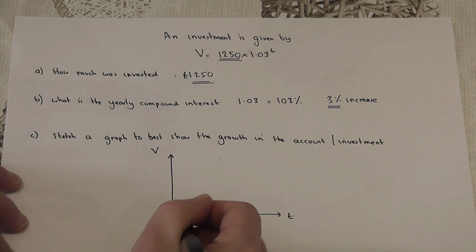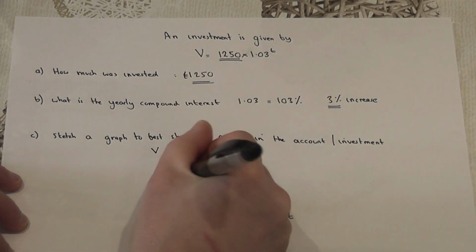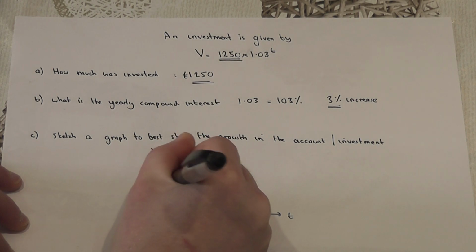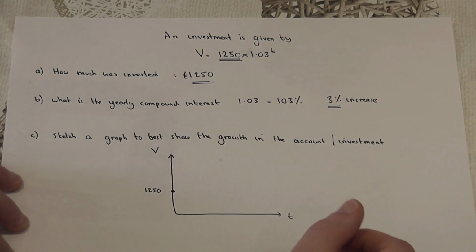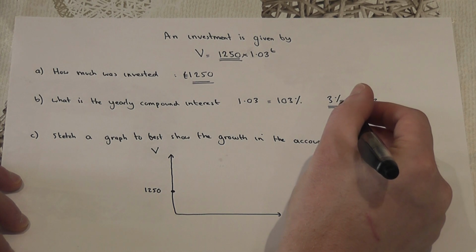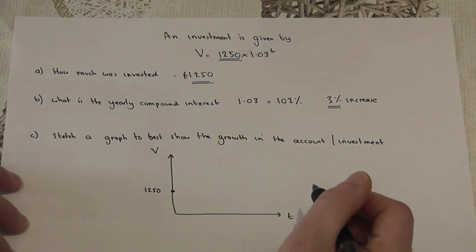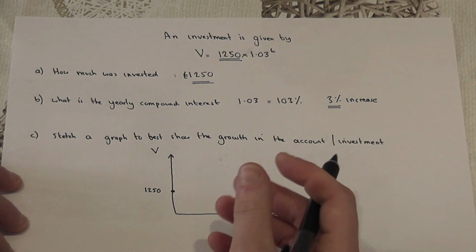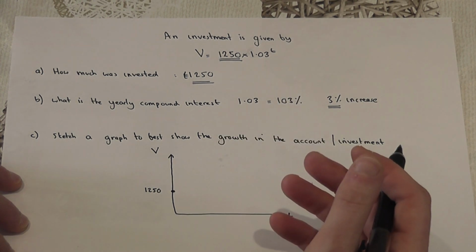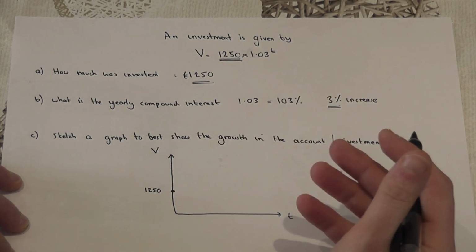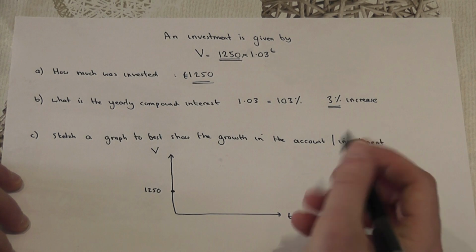Now, initially, we know that £1,250 was invested. And every year, the amount goes up by 3%. However, it's not a straight line going up, because every year, the amount in the investment increases, so therefore the 3% is of a higher amount, and therefore the interest is also increasing.